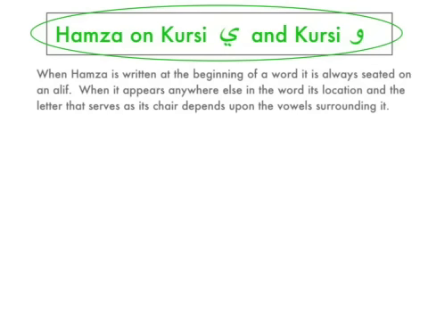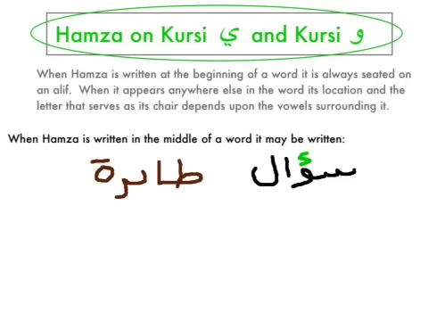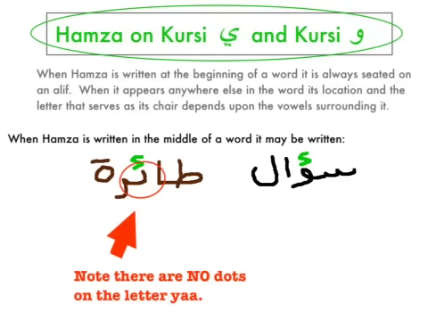When Hamza is written at the beginning of a word, it is always seated on an alif. When it appears anywhere else in the word, its location and the letter that serves as its chair depend upon the vowel surrounding it. When Hamza is written in the middle of a word, it may be written like the word su'al. The Hamza we write on waw, as you see here. The next example is the word ta'ira, airplane, and you see Hamza in the middle on the chair ya. As we explained earlier, ya doesn't take dots when it serves as a chair for Hamza.